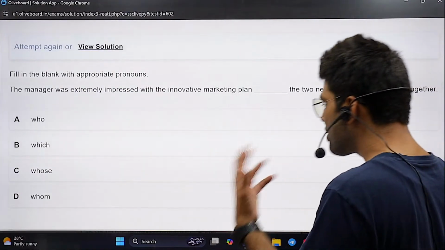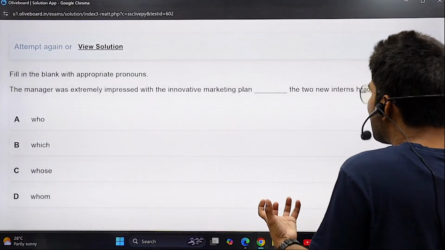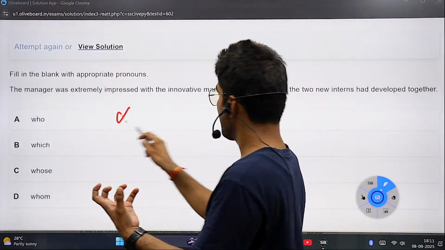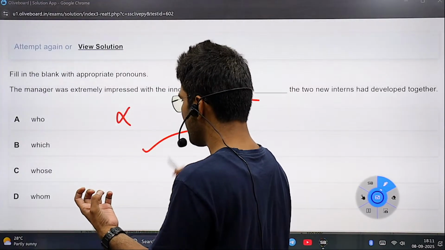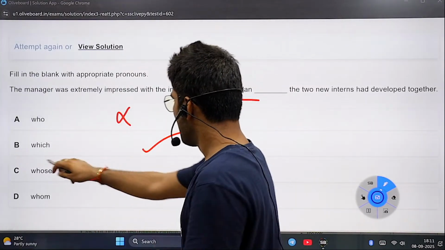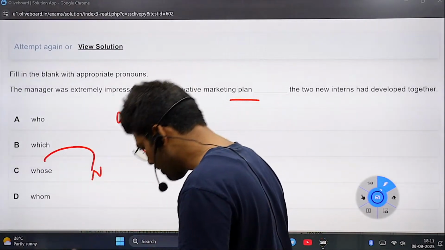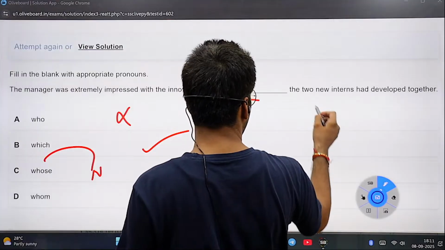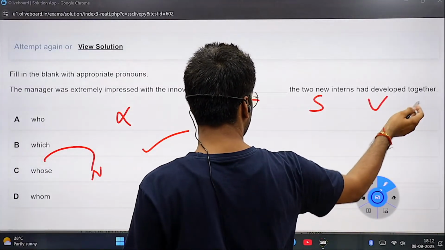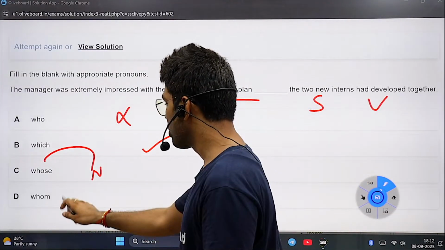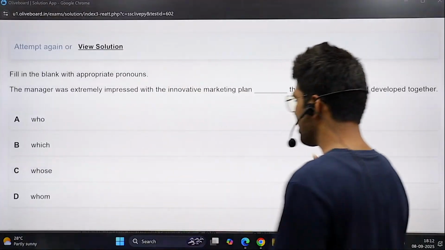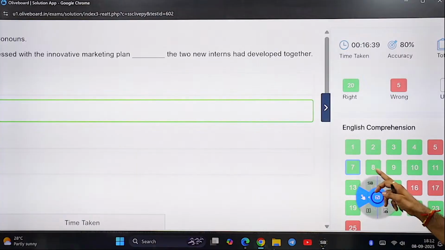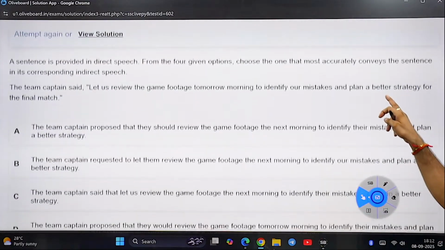Manager was extremely impressed with the plan, which is not a human being. So I won't be using who for the plan object, which, okay, whose is the possessive case. It must have a noun after that. Whose policy, whose resources. The two interns are the subject, they developed the plan together. So no possessive case out here. Whom is used for human beings. The only possible case: the plan which they had developed together. So they had developed a plan. That's it.